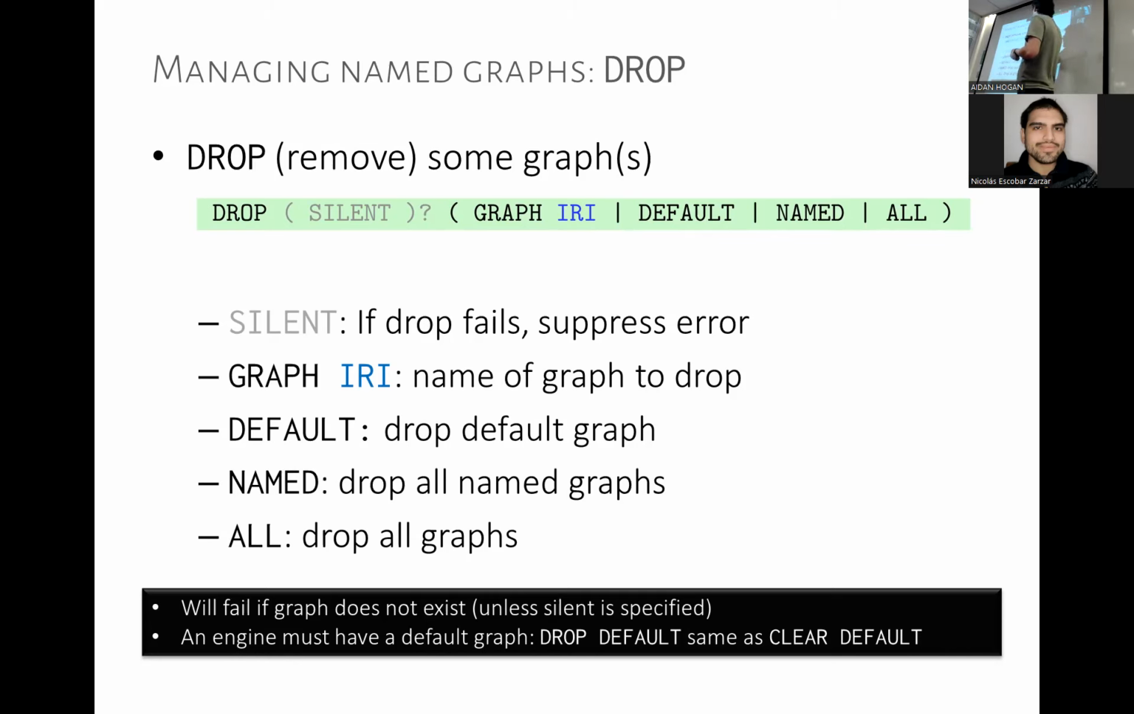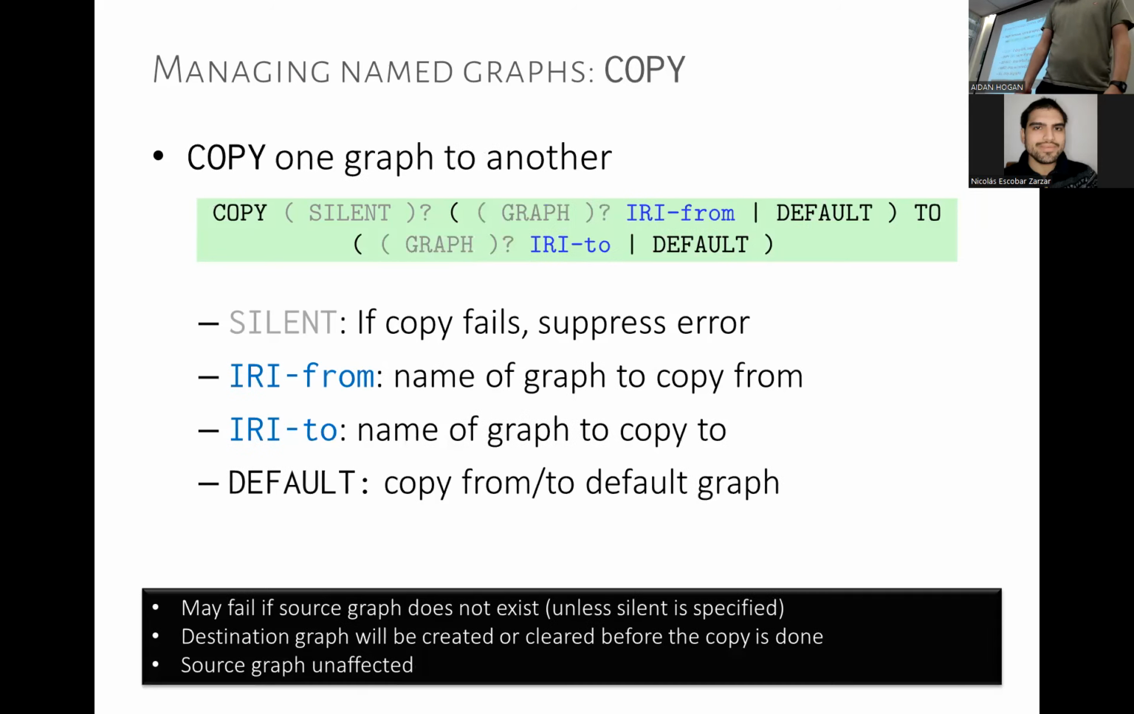In the case of a named graph, rather than having an empty named graph, we'll have no named graph. Yeah, it won't exist. Some engines don't allow empty named graphs, so in those cases it won't make much difference. The drop and clear will be the same. Some engines do allow you to have an empty named graph.